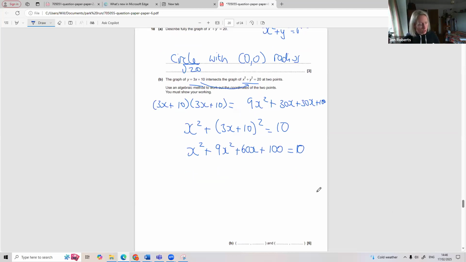See, now we've got a quadratic equation. I'm going to make it equal to 0, bring everything over to the left-hand side. x squared plus 9 squared is 10 squared. Minus 10 from both sides. No, that should be 20 though, shouldn't it? Sorry, minus 20 from both sides. Now my equation is equal to 0. I'm going to divide through by 10 to make it much easier.